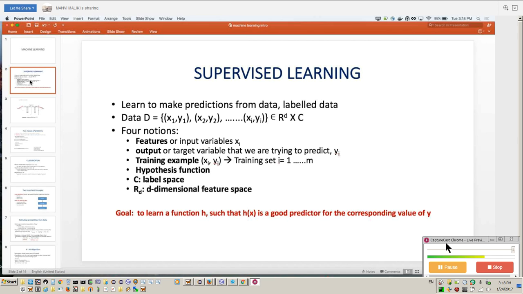And by d-dimensional feature space, I mean, right now I started with just the living area as my one feature. You can add one more feature like the number of bedrooms in the house, whether it's a one-story house or a two-story house, whether there is a patio or not. All these factors are your feature vectors. That's why it's a d-dimensional feature space. And the goal is to learn a function h such that h predicts the correct output value of y. So this is supervised learning.